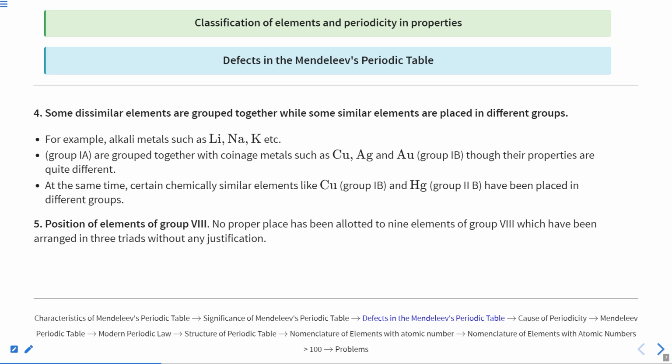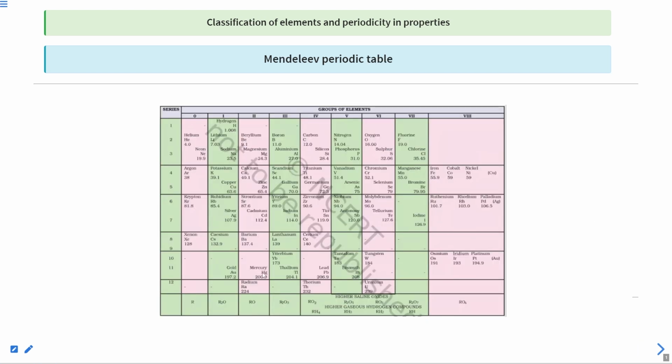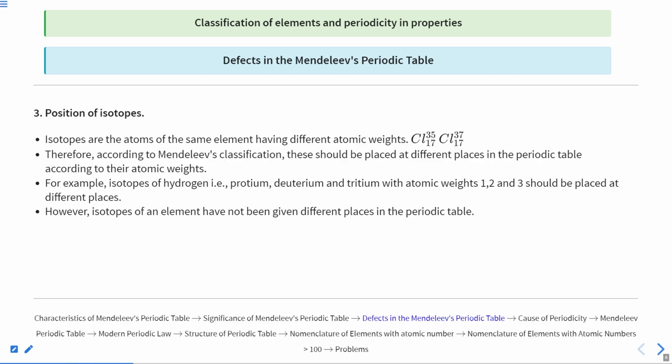Next, some dissimilar elements are grouped together while some similar elements are placed in different groups. For example, lithium, sodium, and potassium are grouped together with coinage elements such as copper, silver, and gold, although their properties are quite different. If you look here, we have gold, silver, and copper, and along with them we have sodium also. So this is the difficulty. We can't place sodium in this group. Again, these are some of the anomalous properties that cannot be explained.